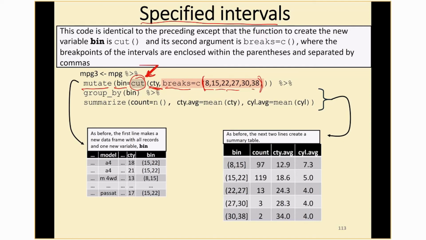So at the end of this first step, we'll have this data frame here with 234 records and this new variable bin. If we specify 8, 15, 22, 27, we're going to see things like 15, 8, 22, etc. So once we have this data frame, as before, we just group by bin and use the summarize function. We'll have 5 records associated with the 5 bins and the 4 different variables as before.